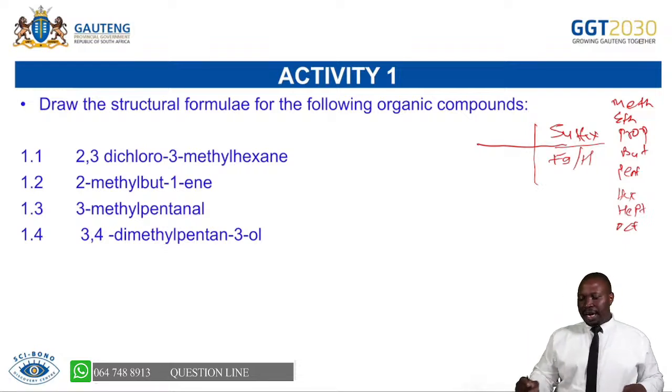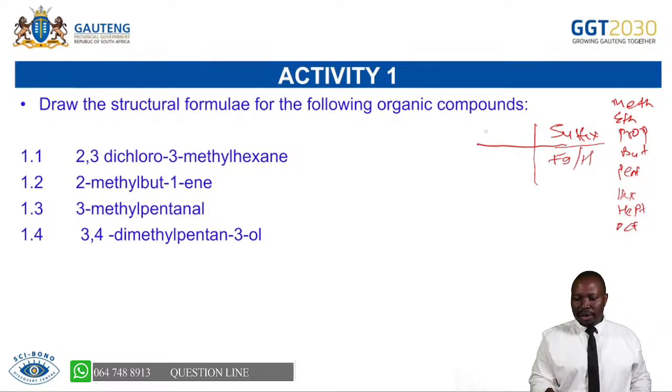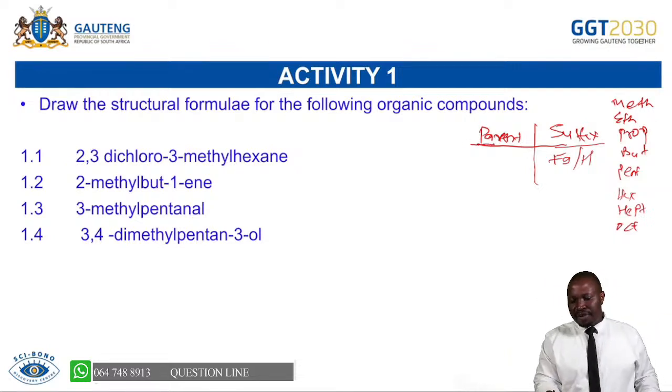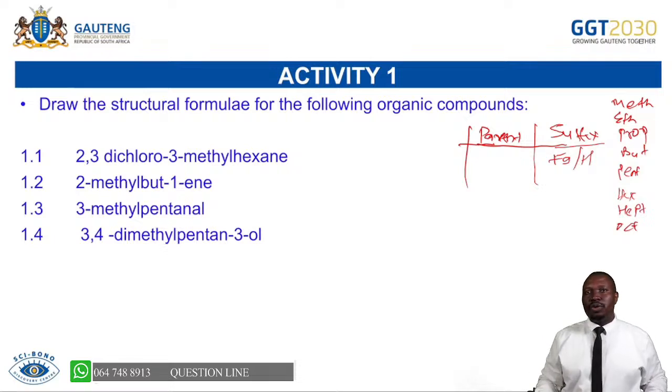Now, without wasting time, we said the suffix comes from the functional group. Number 2, the parent chain, and we get the parent from the number of carbons in the longest carbon chain. How many carbons do we have? I've already indicated that is how we get a parent.